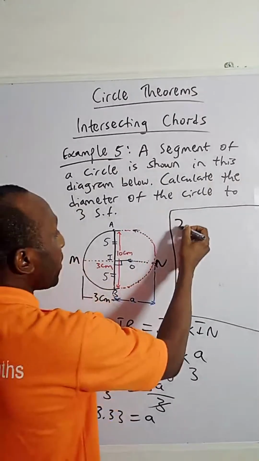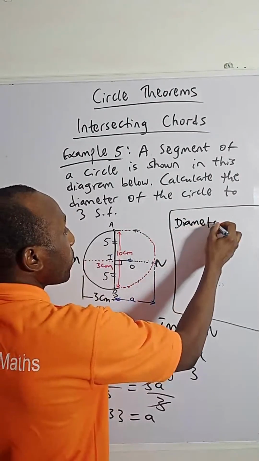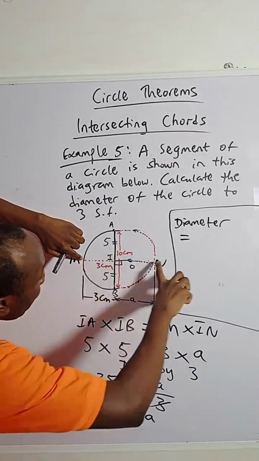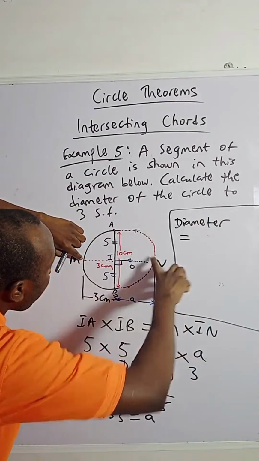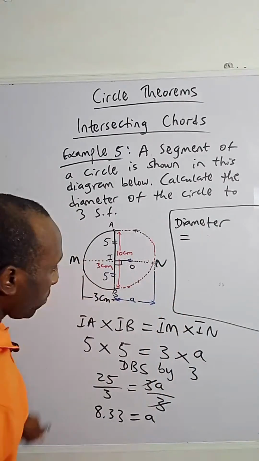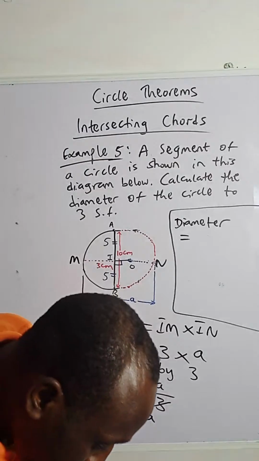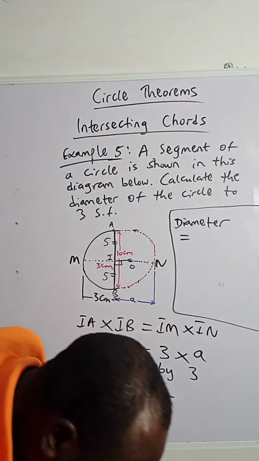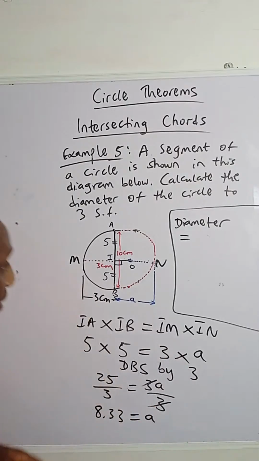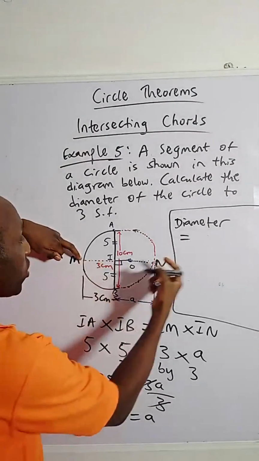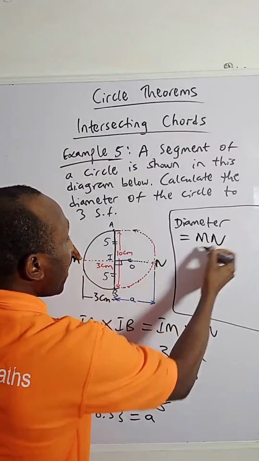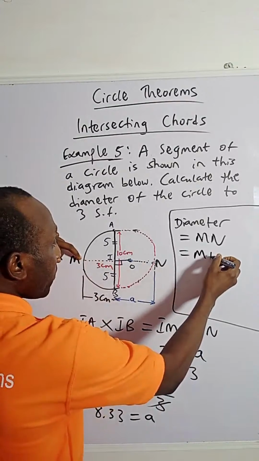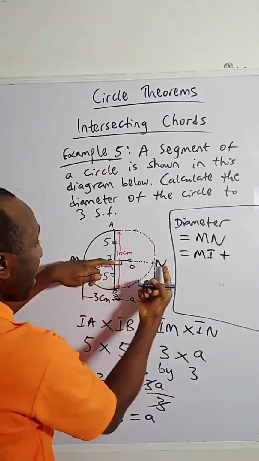So see, diameter will be equal to from M to N. From M all the way to N. That will be diameter. Yes, Mahad, exactly. From M all the way to N. So MN is diameter, which is what? MN is what? MI plus IN.